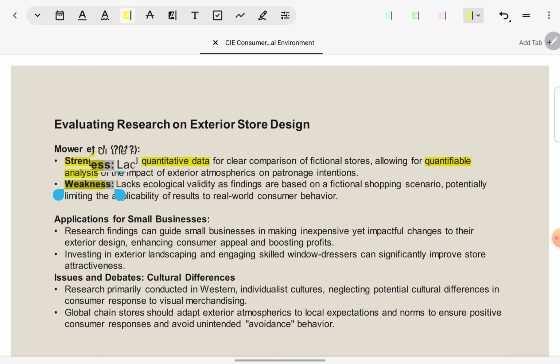If you want to know how to present a 10 marker, because right now I'm just explaining, I'm not explaining to you from an answer writing point of view, you can visit my other video in which I have explained how to put down these points in a 10-marker answer. One weakness of the study, however, was ecological validity was lacking.